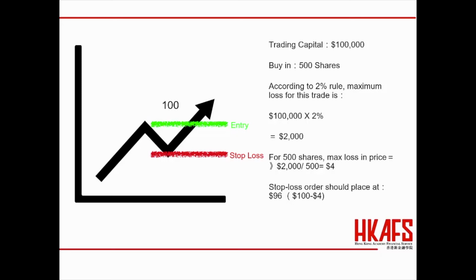Then the stop loss order should be placed at $96. So we should place the stop loss at the earlier stage at $96 in order to follow the 2% rule.